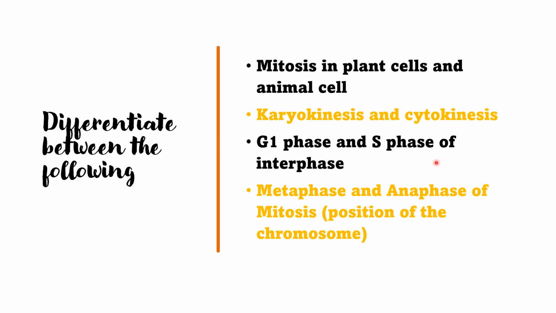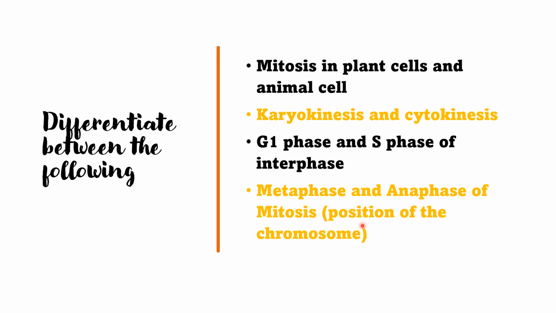G1 phase and S phase of interphase. What are the changes that occur in the G1 phase? Protein and RNA synthesis occur in the G1 phase. Then in the S phase, DNA duplication or DNA synthesis occurs. The next question, metaphase and anaphase of mitosis based on the position of chromosomes. In metaphase, chromosomes are arranged at the equatorial plane.